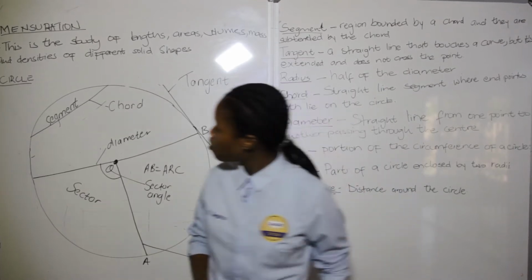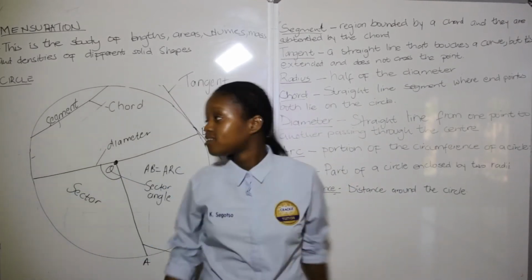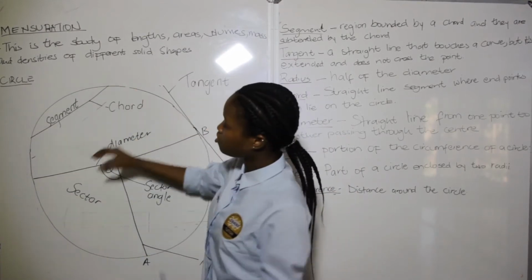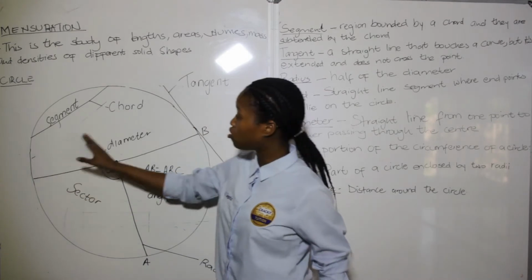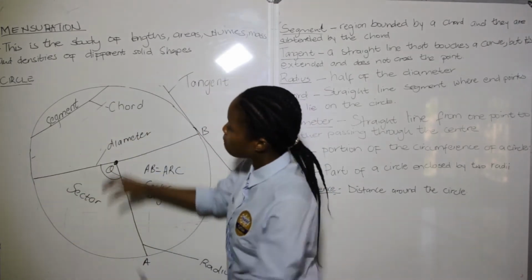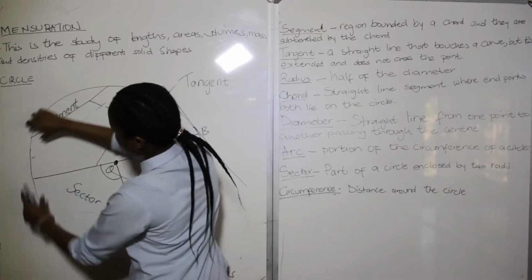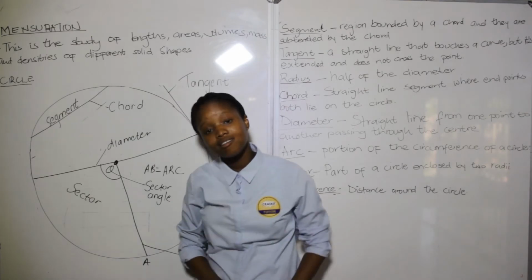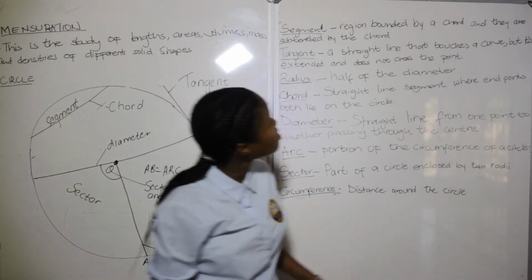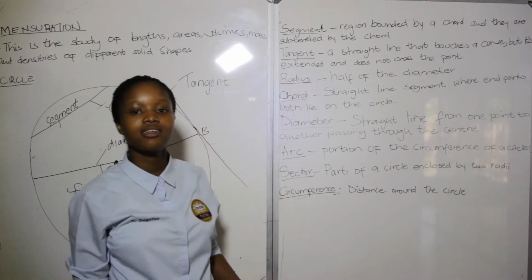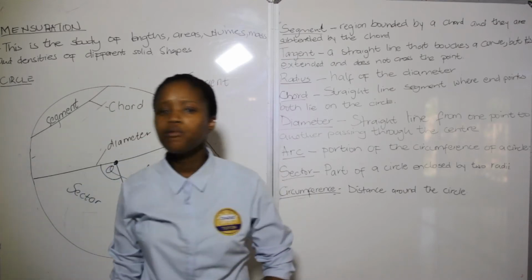And then next, we're going to go on to what we call a segment. As you can already see, my segment is not this line, no. I haven't pointed to this line as my segment. My segment is this portion. So how can we explain what a segment is? A segment is a region bounded by a chord and the arc subtended by the chord. What are we talking about?